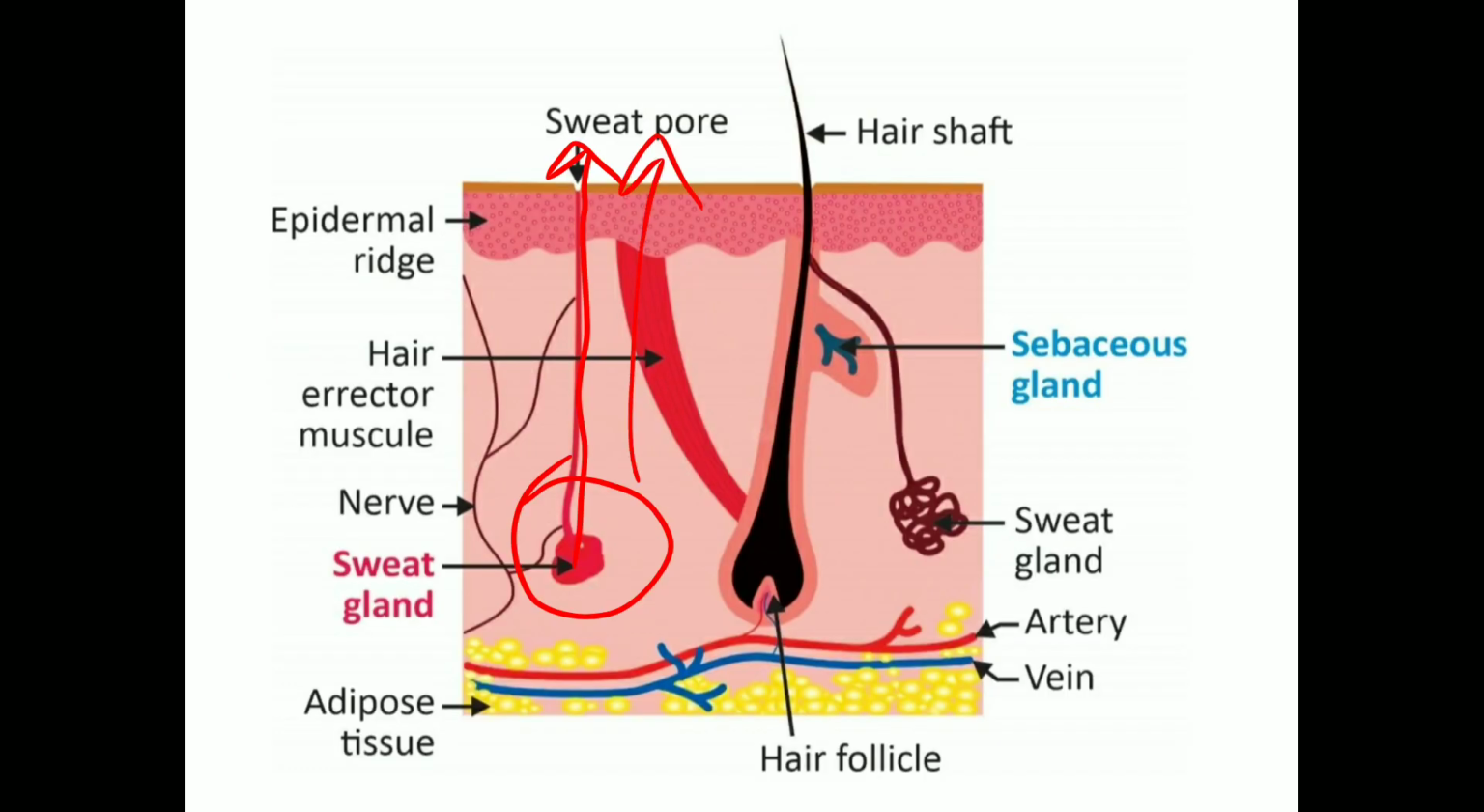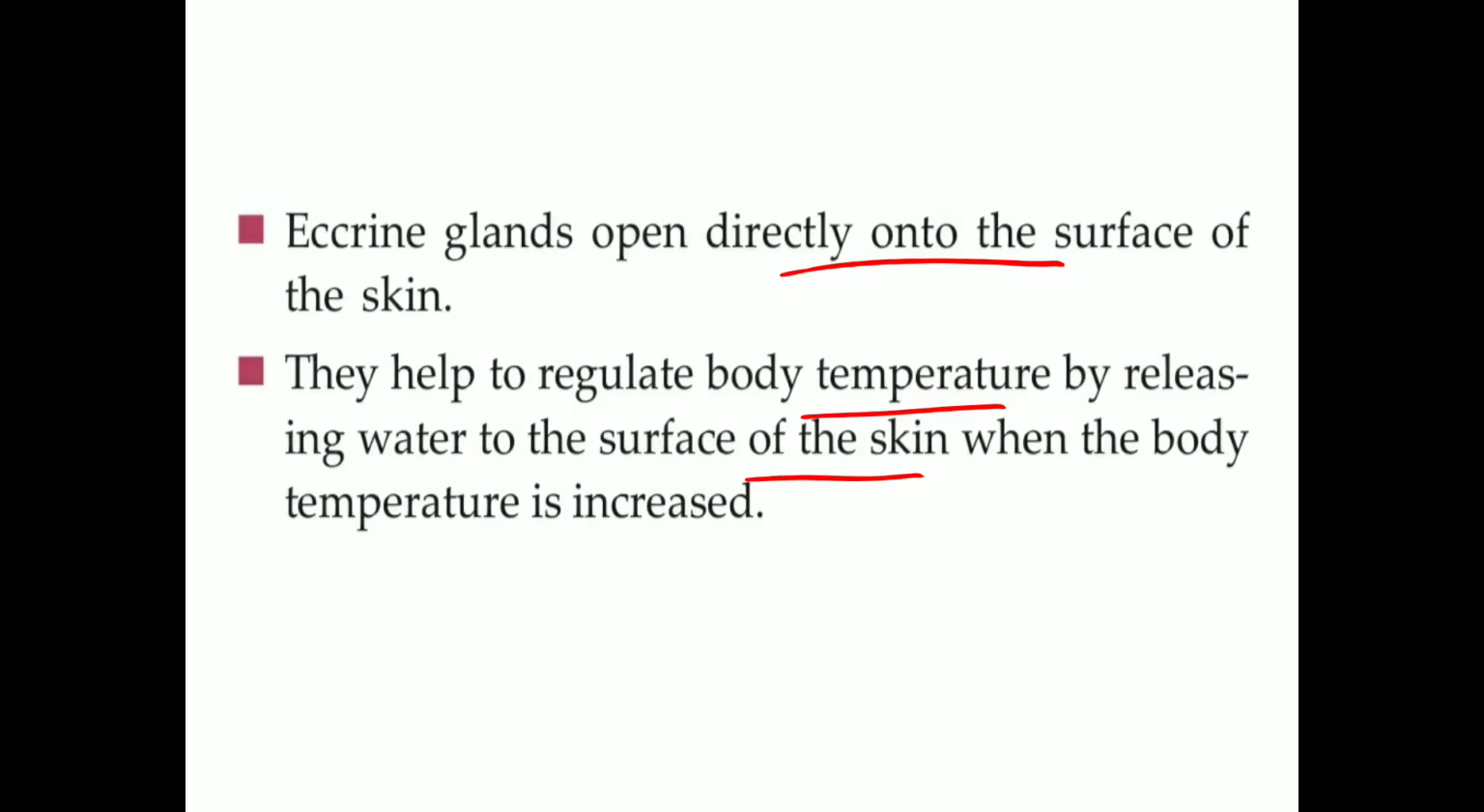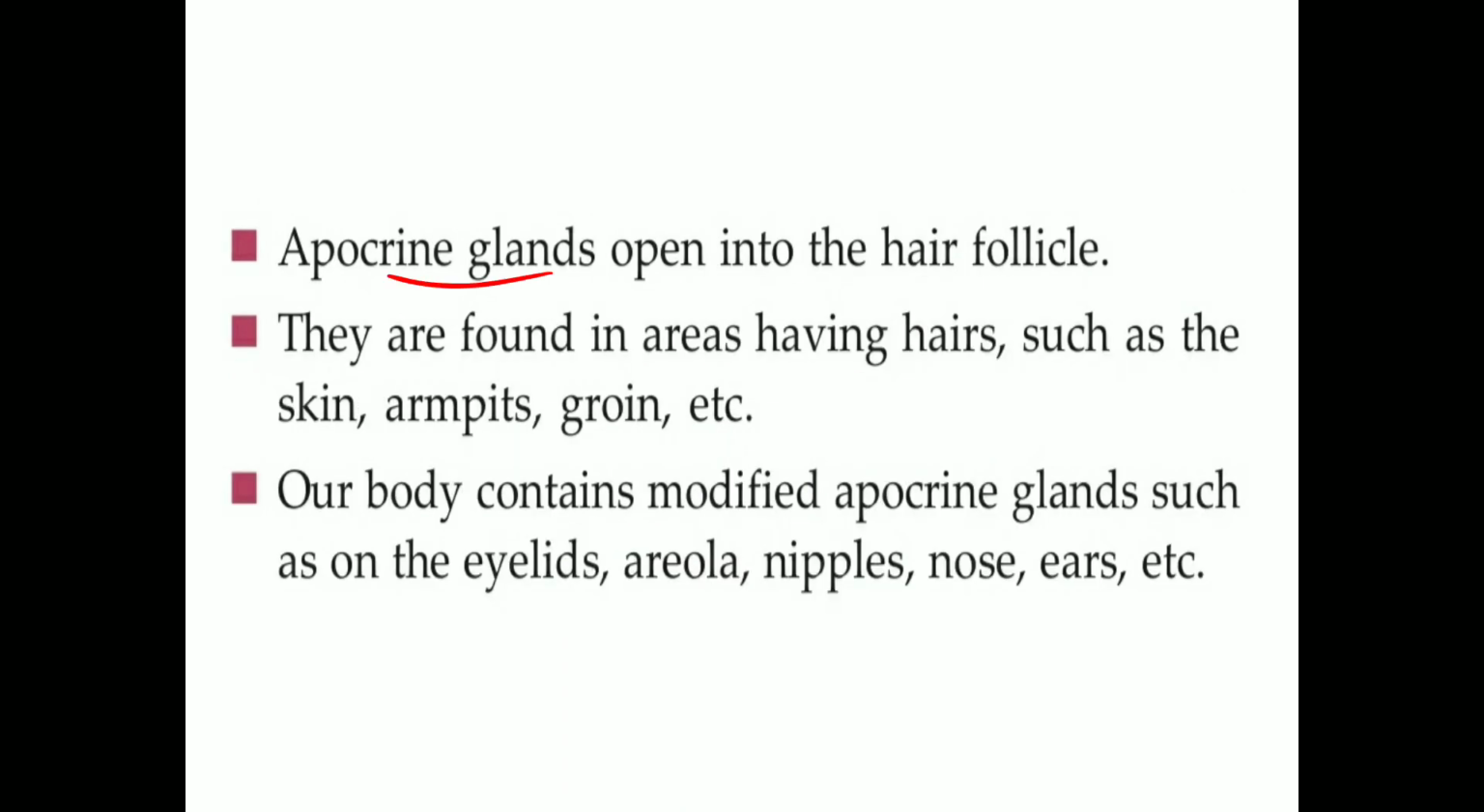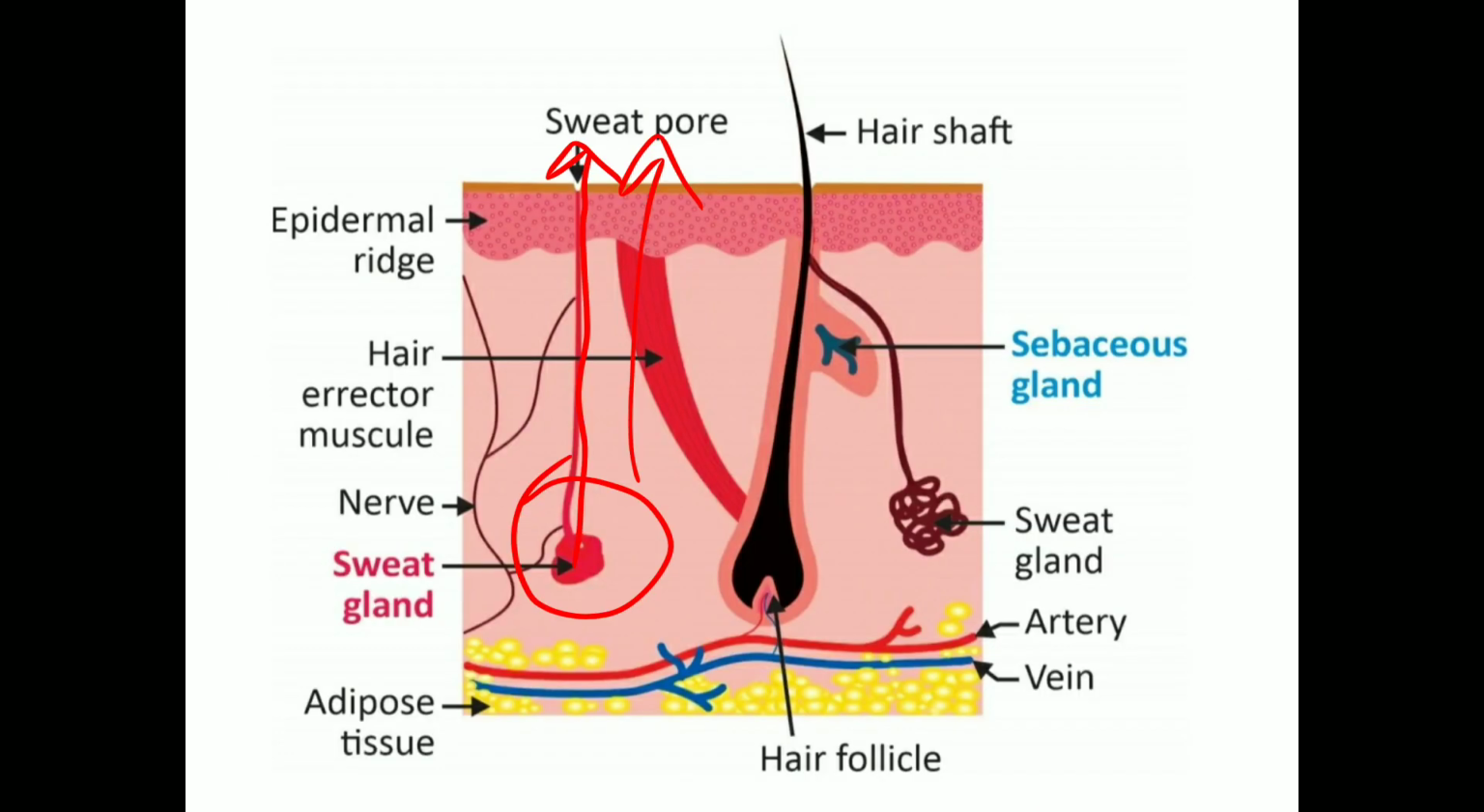It releases its sweat onto the surface of the skin, and that happens when the body temperature is increased. When the body temperature increases, the sweat gland becomes active, produces more sweat, and it is brought to the surface of the skin. Along with that, there will be loss of heat from the body, and that reduces the body temperature. And next is apocrine gland, which opens into the hair follicle.